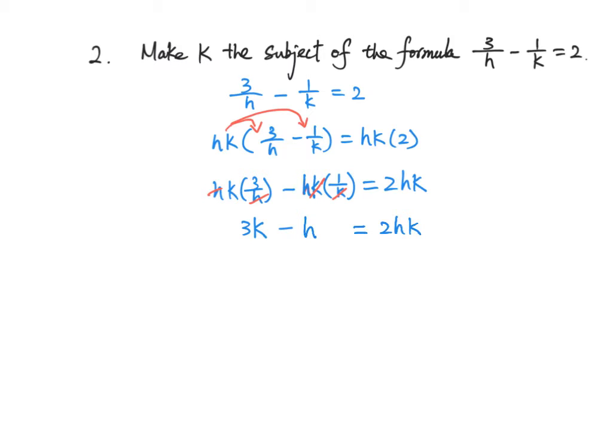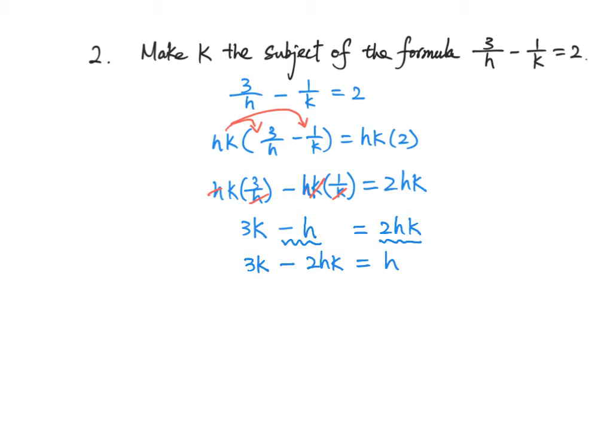And K, we want to make K the subject. So we need to put all the terms including K on one side. So we keep 3K on the left and move 2HK to the left. Change sign, change operation. Here is positive, changed to the left hand side becomes negative 2HK. And this term negative H, move it to the right hand side. Change sign, change operation, becomes positive H.